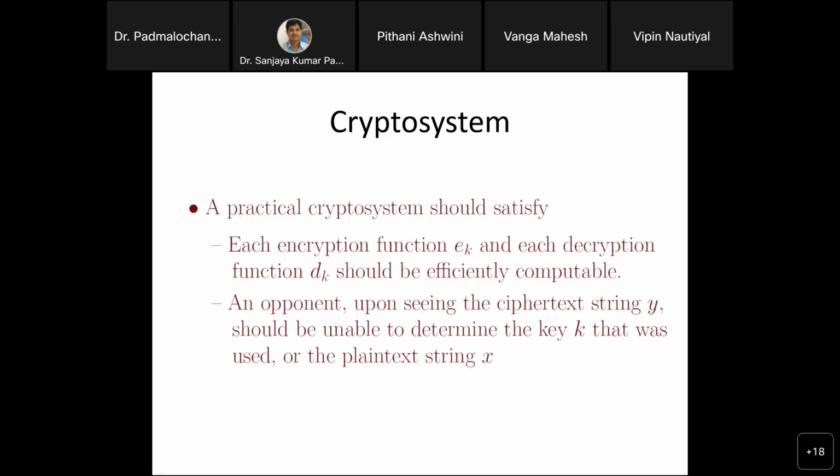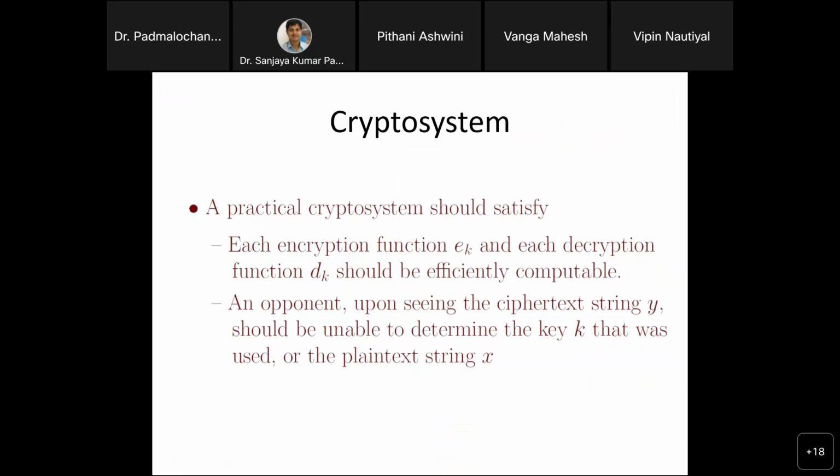Just knowing string y, it should not be able to determine key k or plaintext string x, even with a finite amount of computing resources within polynomial time. So this should be a difficult job for the attacker. However, if the key is available, then this should be easily computable. This is called one-wayness, and this is the main property of practical crypto systems.